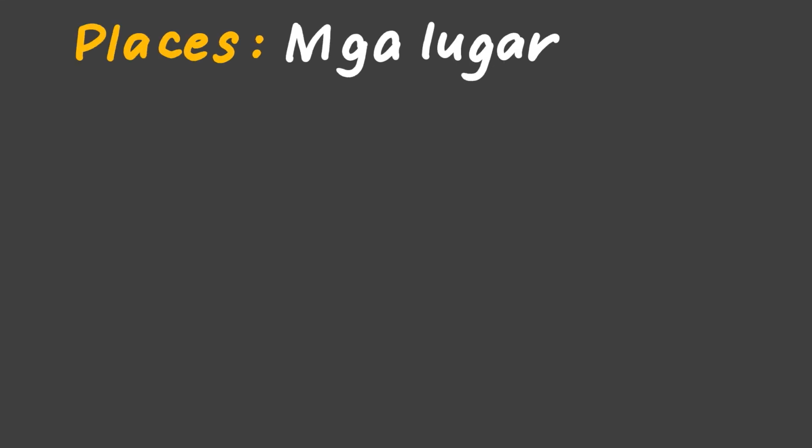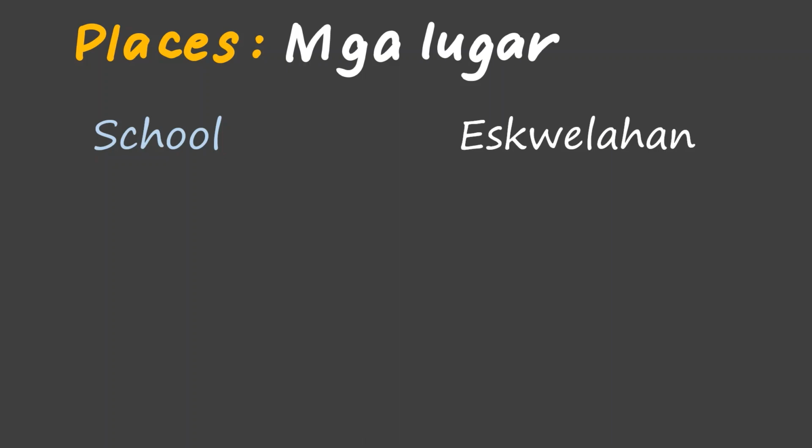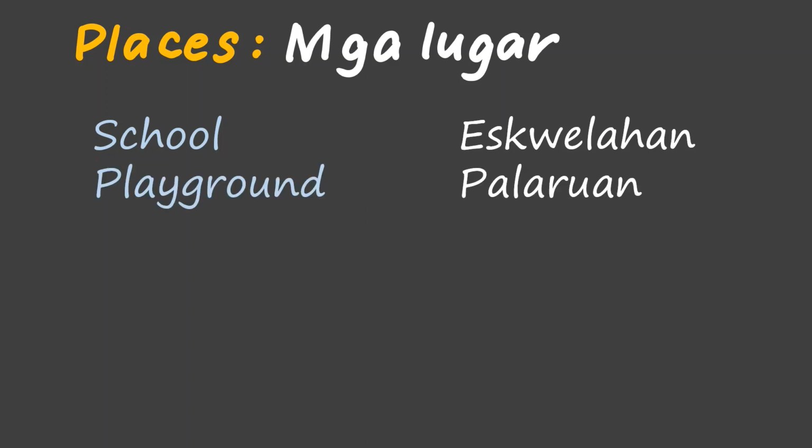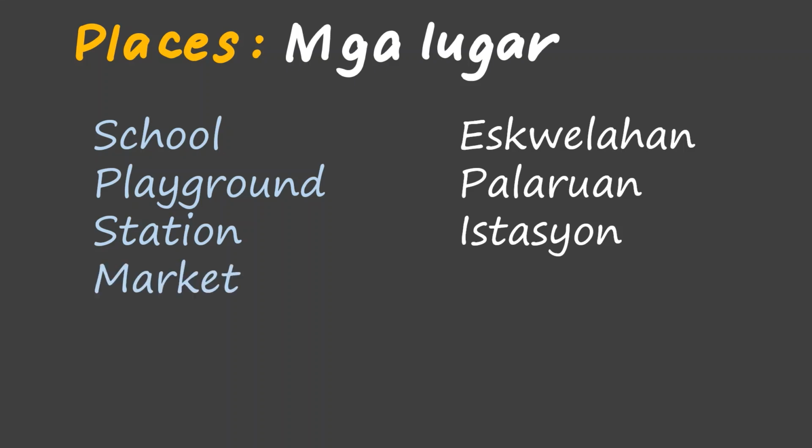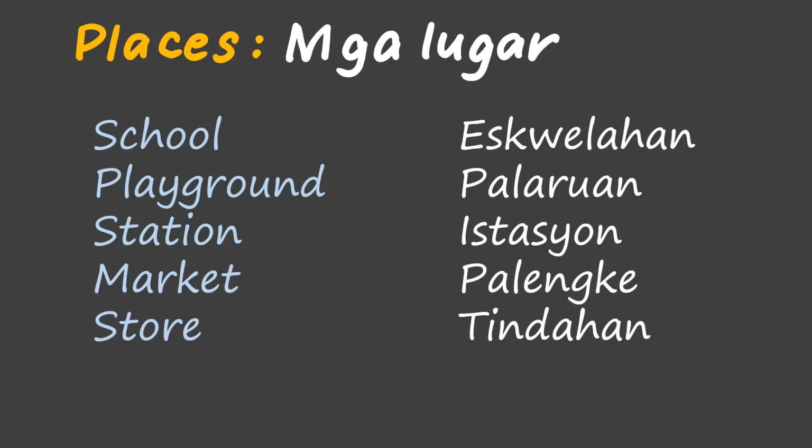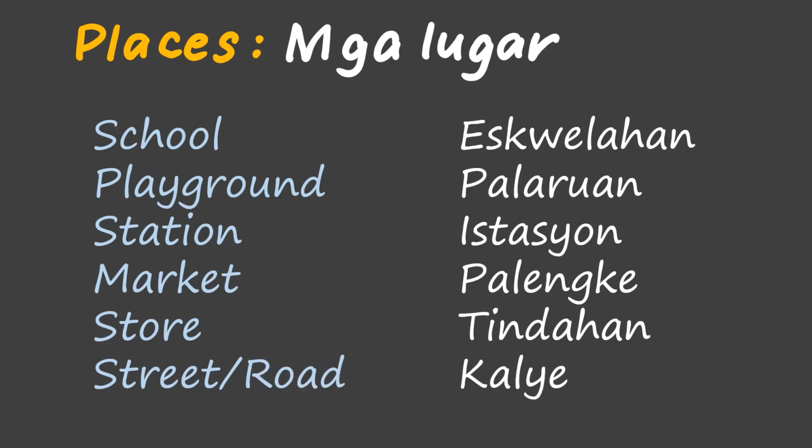To learn more about using the word saan or where, let us first learn some new words to help us. These are words about places or mga lugar. School, eskwelahan. Playground, palaruan. Station, istasyon. Market, palengke. Store, tindahan. Street or road is kalye. Again, school, eskwelahan. Playground, palaruan. Station, istasyon. Market, palengke. Store, tindahan. Street or road, kalye.